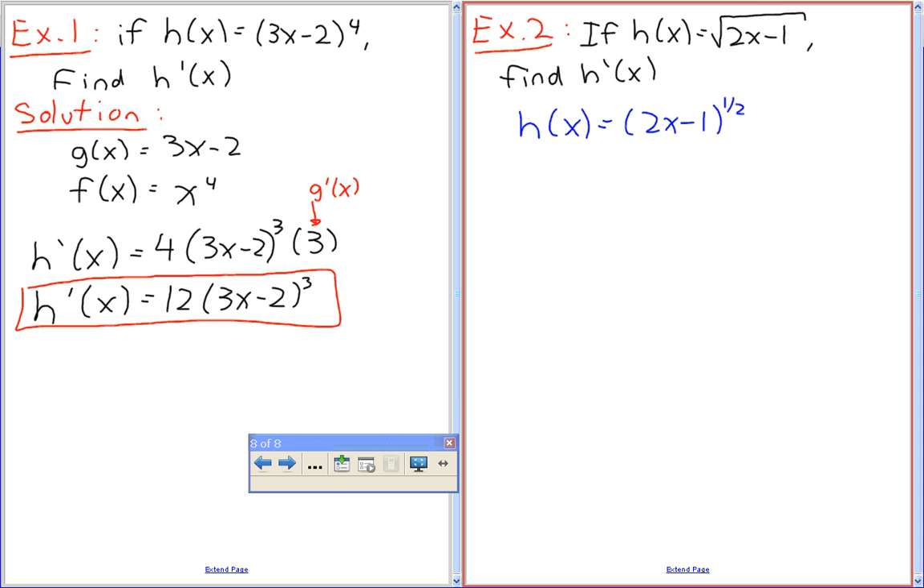H prime of x is equal to. So can you just do h prime of x is equal to 1/2? Yeah. Multiplied by 2x subtract 1. Yeah. To the negative 1/2. Yeah.